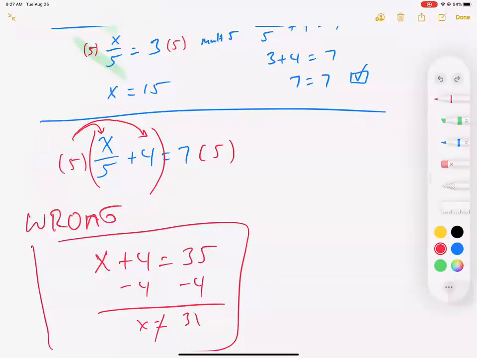And it's a very common mistake, especially during summer, since summer was just finished. So this is what you're supposed to do. This is the right way of doing it. And this is what we call the distributive property. Many of you guys have probably heard of it already.